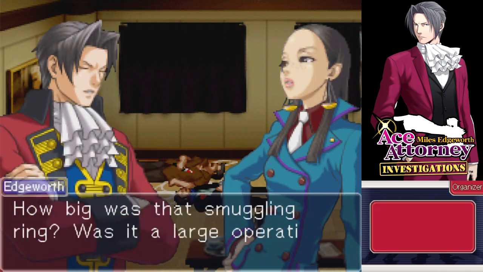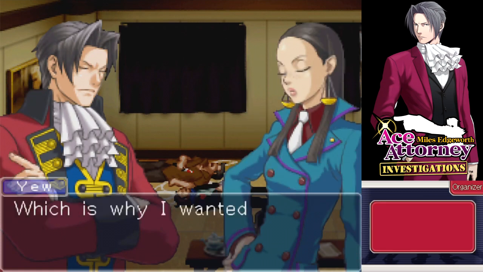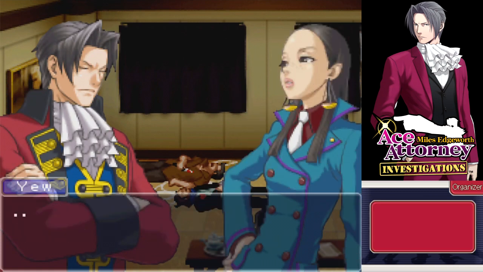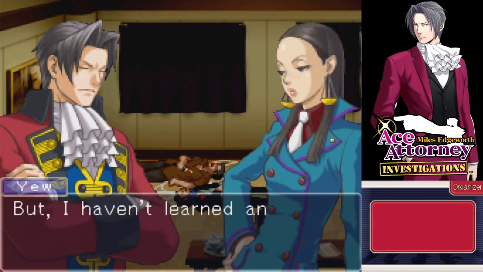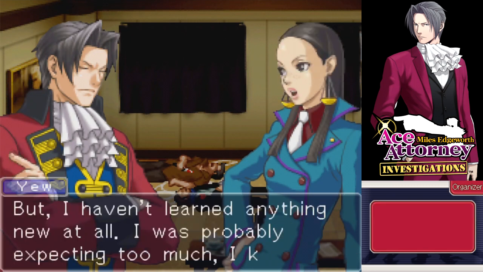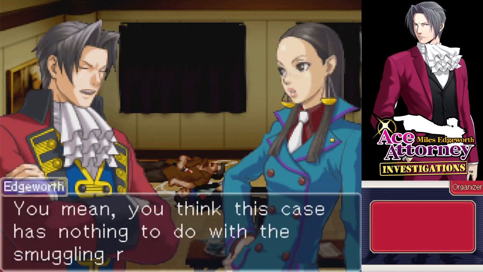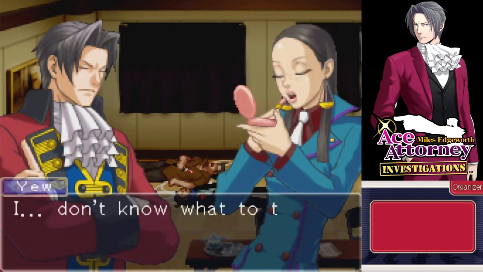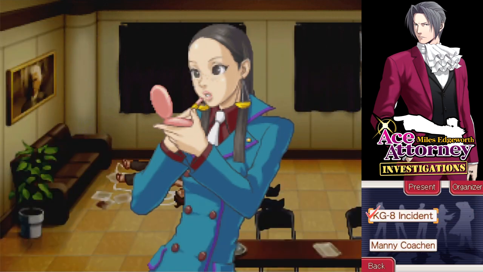How big was that smuggling ring? Was it a large operation? I don't really know. Which is why I wanted to become the lead defense on this case that people are calling the second KG-8 incident. But I haven't learned anything new at all. I was probably expecting too much, I know. You mean you think this case has nothing to do with the smuggling ring? I don't know what to think. Tell me about Manny Cochin.